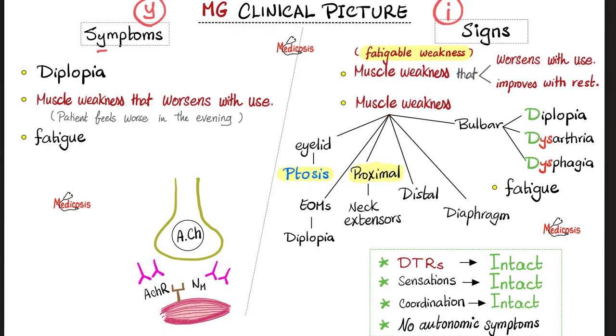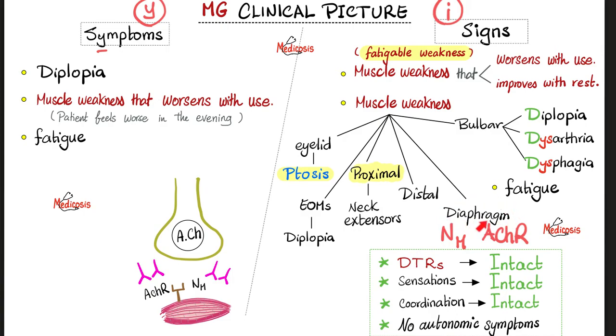Proximal muscle weakness, more common than distal muscle weakness, such as neck extensors weakness. So the patient will tend to lean the neck forwards. Weakness of the diaphragm. Why is this? Remember that the diaphragm is a skeletal muscle, and just like any other skeletal muscle, it has nicotinic muscle receptors, which are acetylcholine receptors. Remember when we talked about Guillain-Barré syndrome?